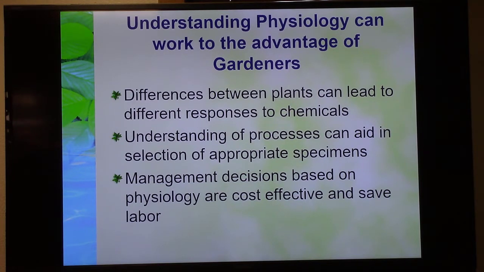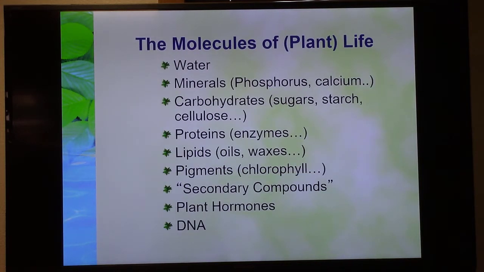Plant something else. It is hard to really change the pH of soil. And plants care. And if you are a glutton for punishment, yeah, you can plant your azaleas in alkaline soil and treat them twice a year and pray. Or you can plant something else, okay? And it's all in understanding the process. Management decisions based on physiology are cost effective and save labor. And I'm all for that. Work smarter, not harder. Oh yeah.